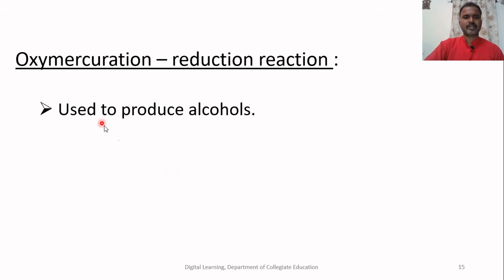This reaction is used to produce alcohols. We know about the addition of water to an alkene in the presence of an acid catalyst to produce an alcohol. Here, in this process, we are not employing any acidic catalyst. Simply we are adding water to the alkene to give an alcohol. This reaction does not involve any rearrangement, as it doesn't involve the formation of a carbocation during the reaction.